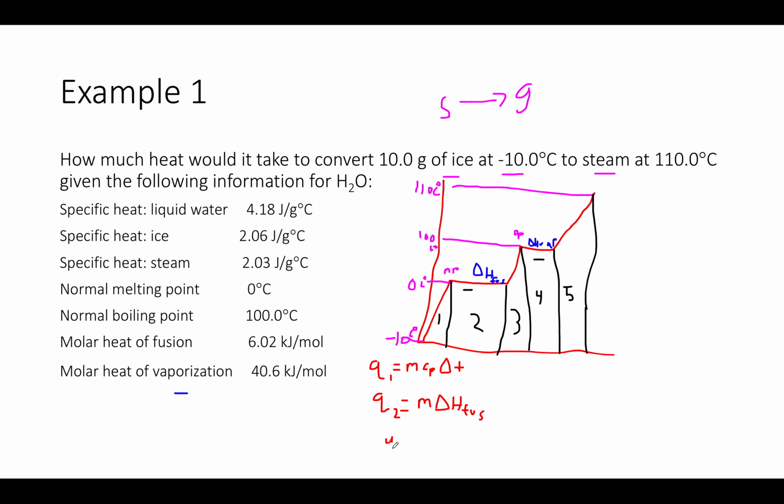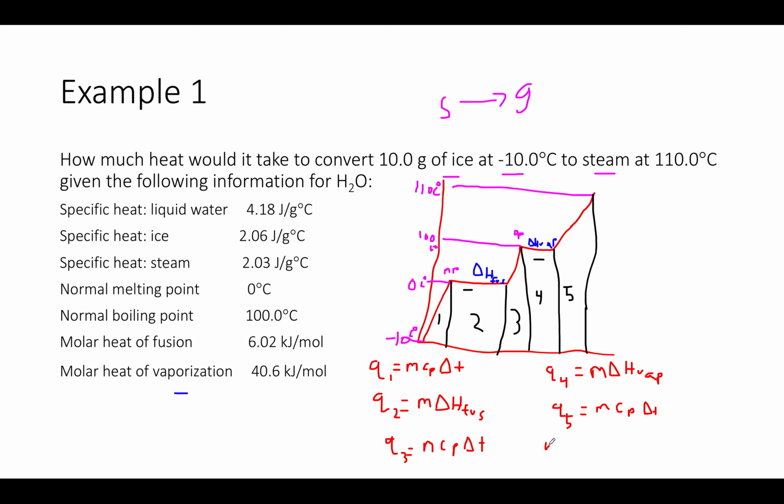Q3, we have another temperature change, a delta T. So it would be mass times specific heat times delta T. Q4, we have an enthalpy change, the mass times the heat of vaporization. No change in temperature, so we have to use the enthalpy change. And finally, Q5, we do have a change in temperature, so it would be the mass times specific heat times delta T.